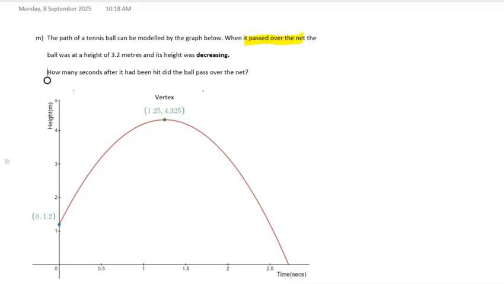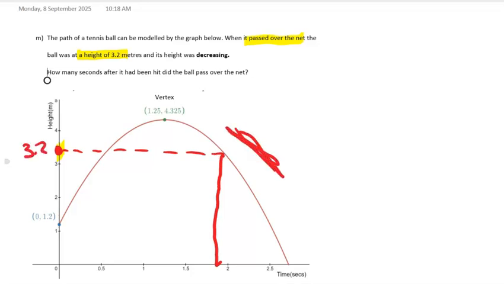When it passed over the net, the ball was at a height of 3.2 metres. So here's 3.2 metres here, and the height was decreasing. So that means that the tennis net is here, right, when the height is 3.2, and we're on the going down side of the parabola. So how many seconds after it hit did the ball pass over the net? What we're looking for is what is that x value there.